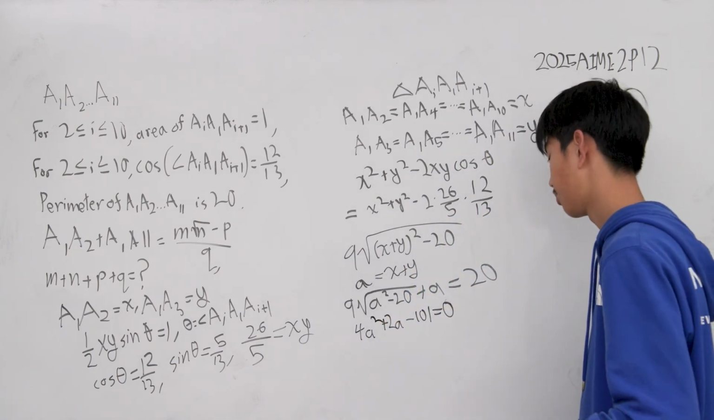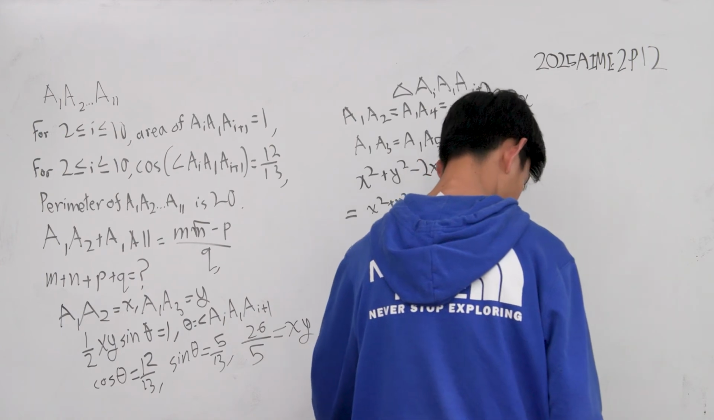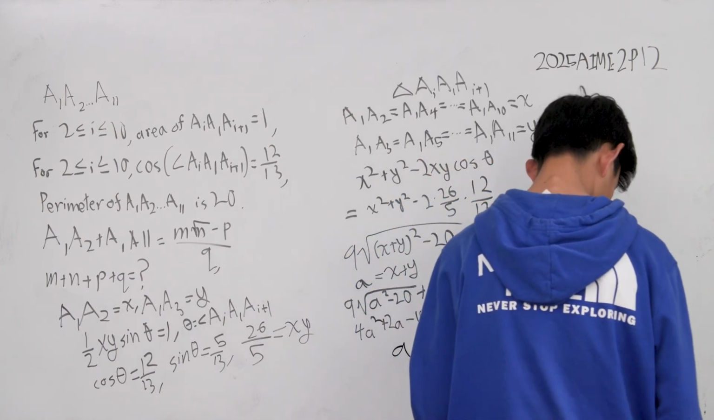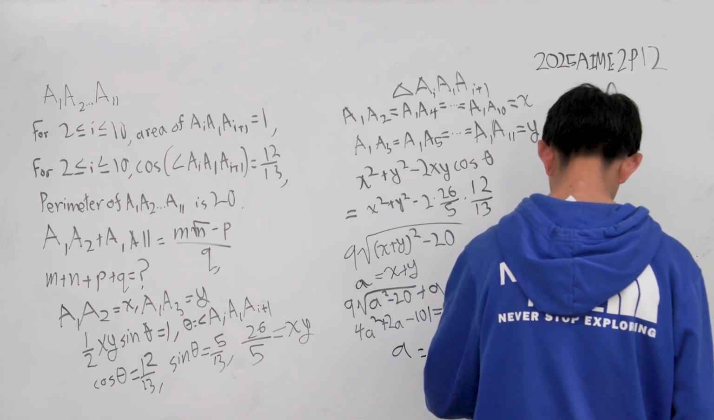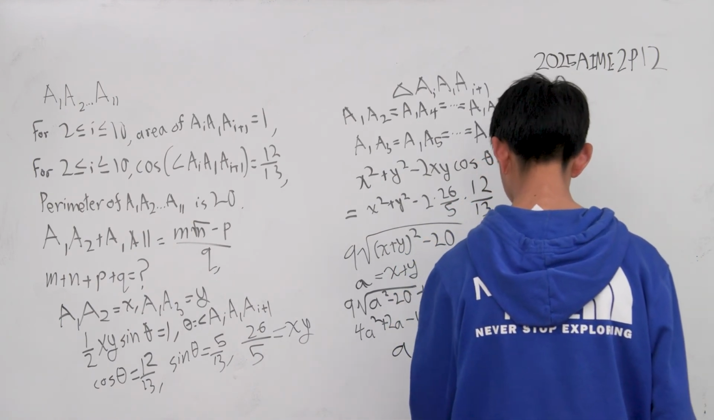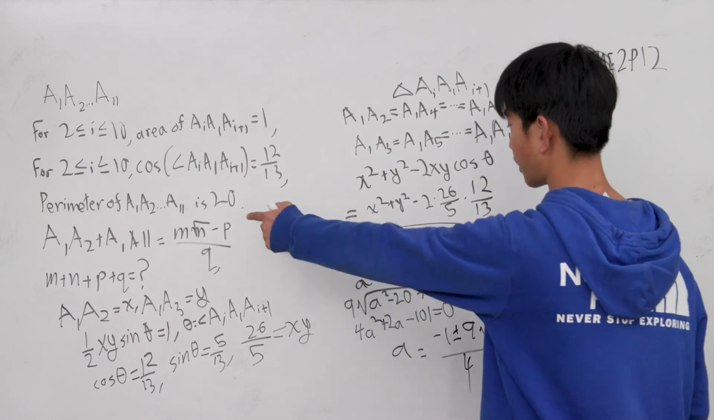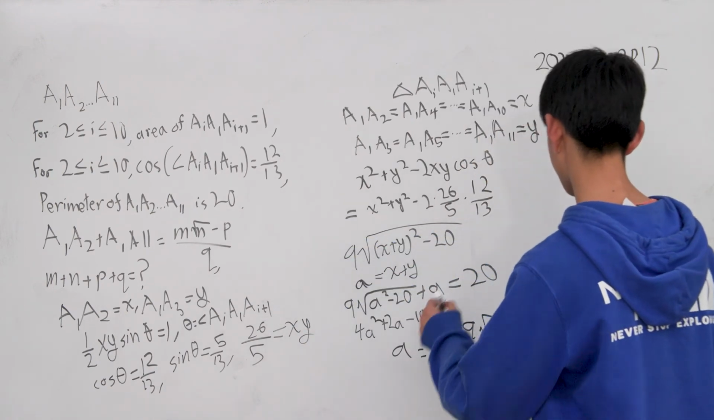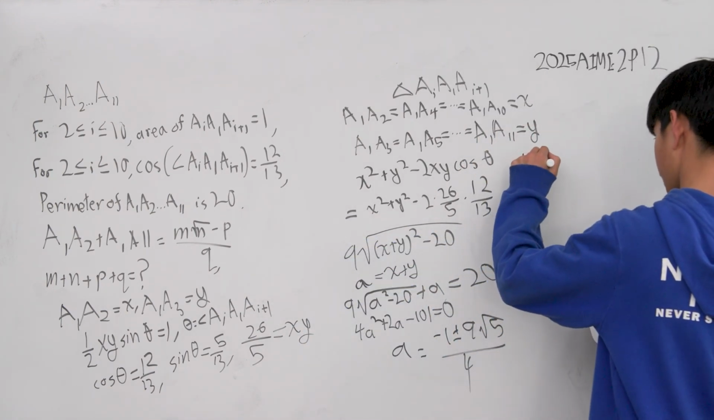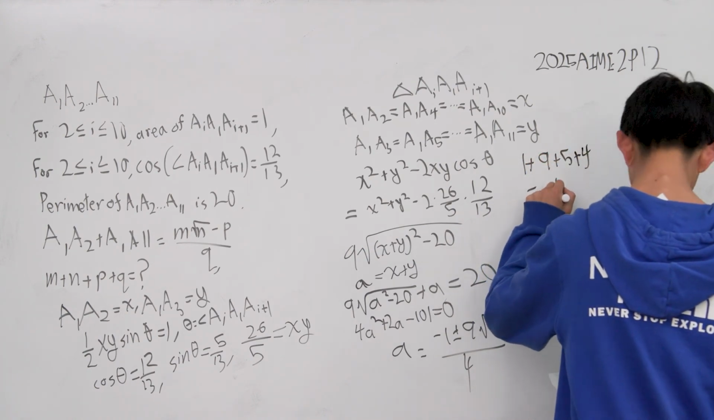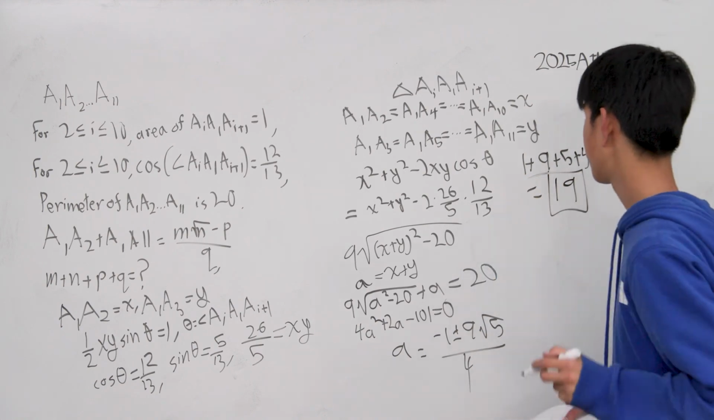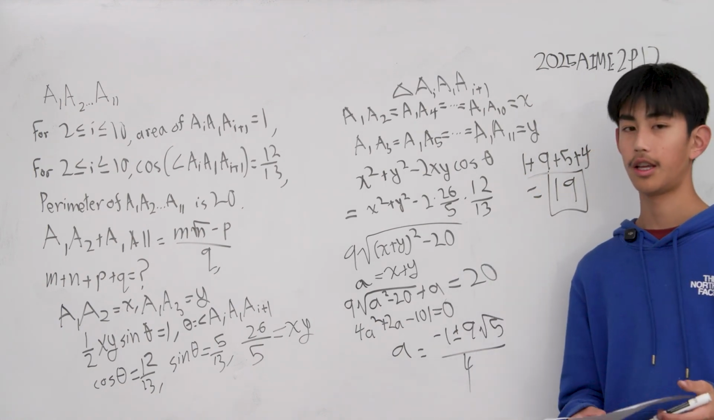This is now a simple quadratic where a is equal to negative 1 plus or minus 9 root 5, over 4. So we have it in the exact form over here, and that's our answer. We have 1 plus 9 plus 5 plus 4, which is equal to 19. That's our answer for this problem, and we are finished.